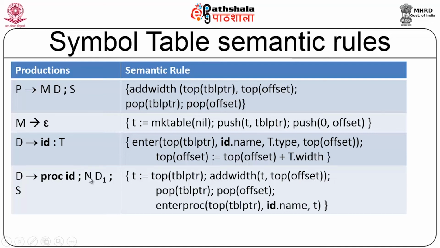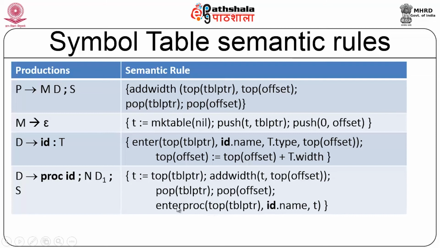As N is encountered, I have already created a symbol table, and the top of the table pointer stack contains the symbol table corresponding to this procedure. So, that is taken, and I will do an add with T comma top of offset. That is also done, similar to the previous one. To start, that will be 0. And then once I am done with S, I will do a pop table pointer and pop offset. But before then, enter procedure top of table pointer comma id dot name comma T.